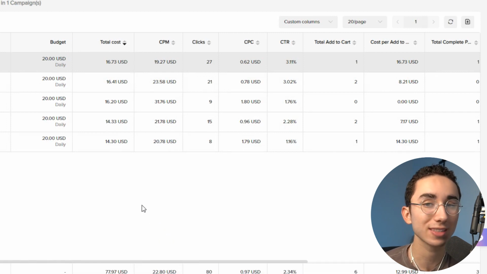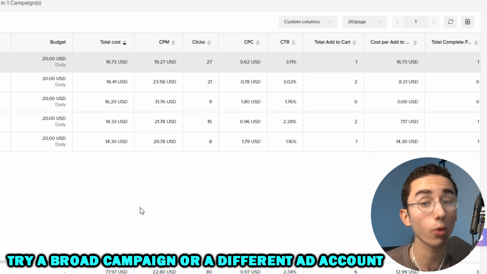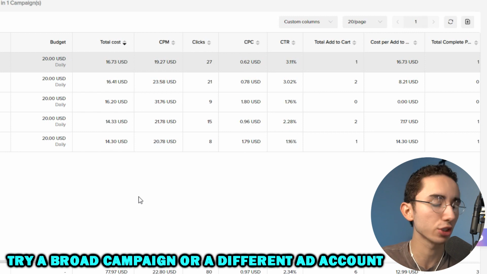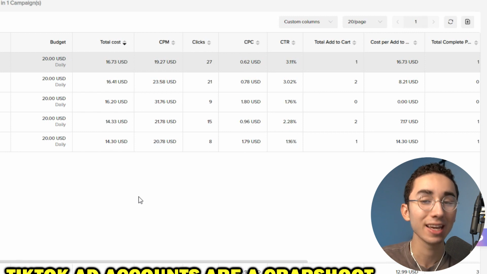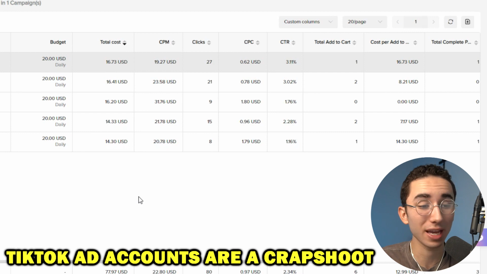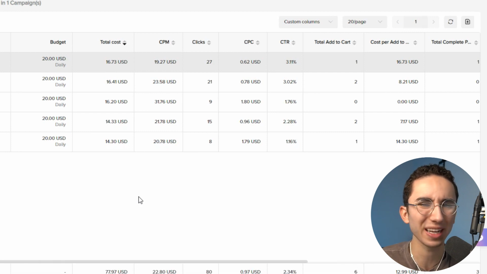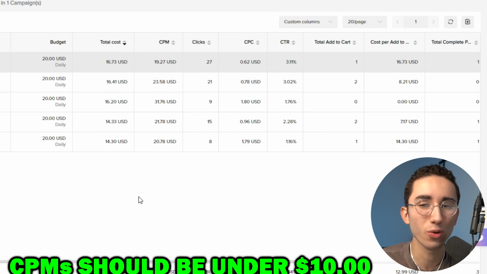So if you're having CPM issues, definitely go broader or try your campaign on a different ad account, because there are some ad accounts with TikTok that perform very well and have cheap CPMs and they're just golden goose ad accounts. And then you have some ad accounts that just, man, you really have to try to carry them, like this ad account right here, which sure, it is profitable, but man, if I had a backup ad account where I can just test the exact same creatives, the exact same landers, I'm sure I could scale a lot better just by having normal CPMs.